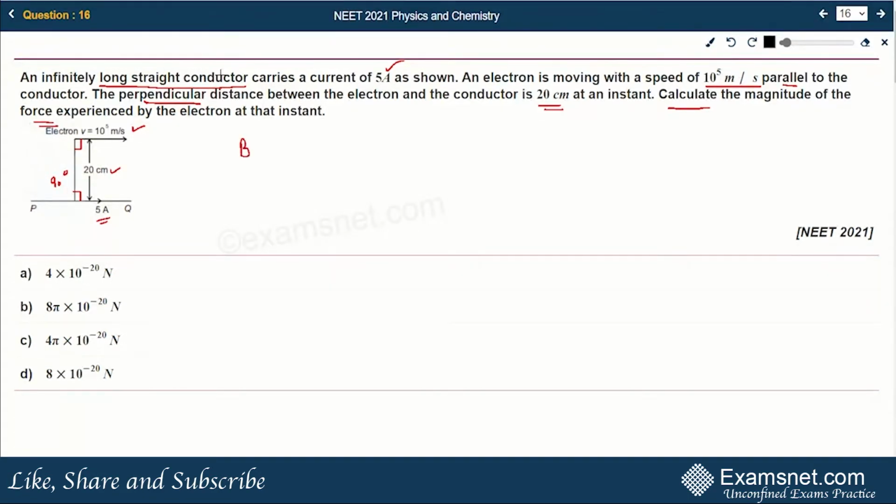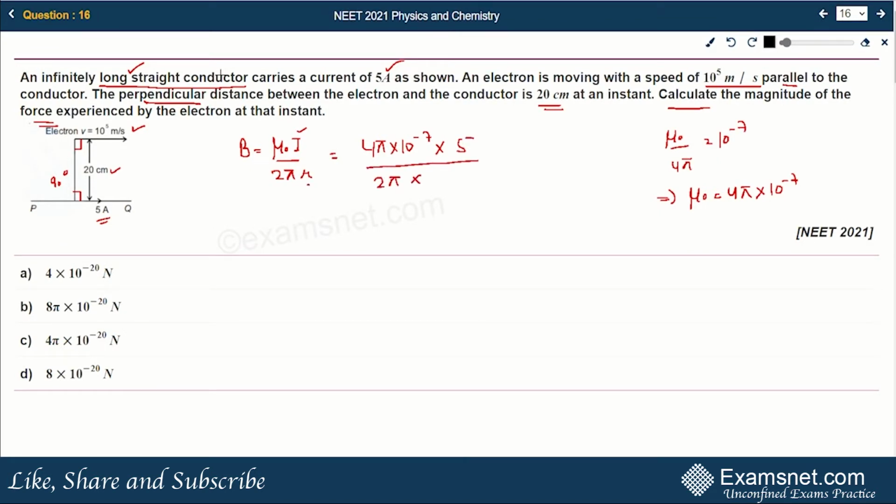Okay. So first of all, let's start with the magnetic field that will be experienced by the electron near the long straight conductor, and it is given by the expression mu naught I divided by 2 pi r. We know that mu naught by 4 pi has the value 10 to the power minus 7. Therefore, what will be the value of mu naught? It will be equal to 4 pi into 10 to the power minus 7. So in place of mu naught here, we'll write 4 pi into 10 to the power minus 7 into I, that means current. So current is 5 ampere. So we'll write 5. Then 2 pi here, and r is the perpendicular distance. So this is given as 20 centimeter. So we can write 20 into 10 to the power minus 2 meter. Okay. Now on solving this, we'll get half into 10 to the power minus 5. If you solve this completely, you'll get this value, right? So this will be the value of magnetic field.